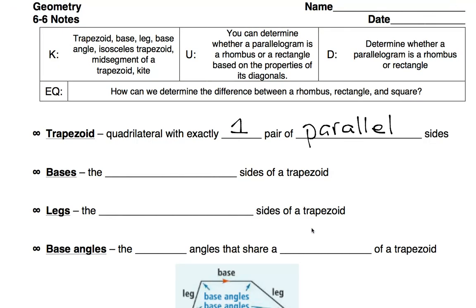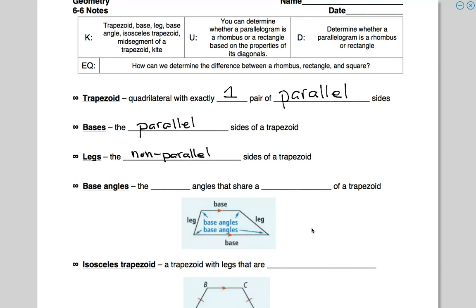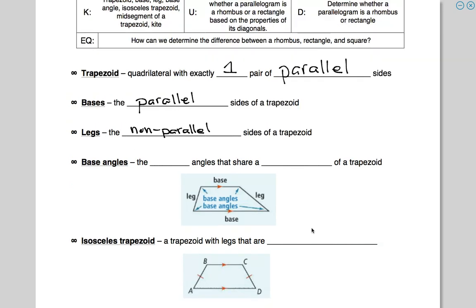The bases of a trapezoid are the parallel sides, and the legs are the non-parallel sides. So real quick, looking down here, we can see the markings that say that these are parallel. So these are the two parallel sides. They are the bases. The non-parallel sides are the legs.